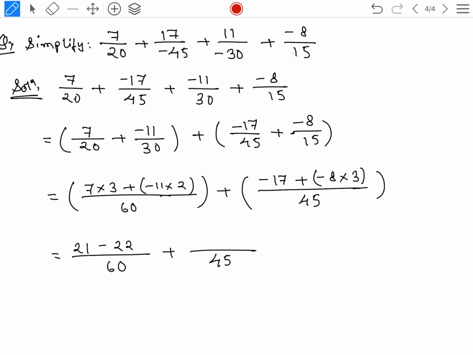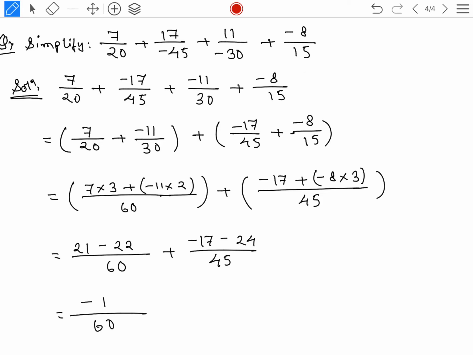Understood? 45, then minus 17, plus and minus it is minus, so it will become minus 24. Okay, so 21 minus 22 means minus 1 by 60. Minus 1 by 60.